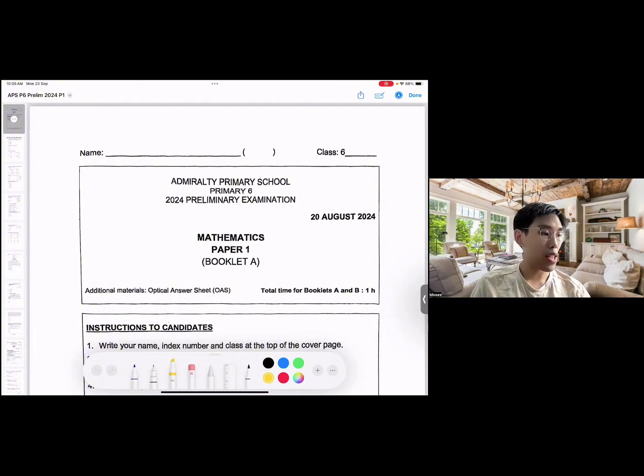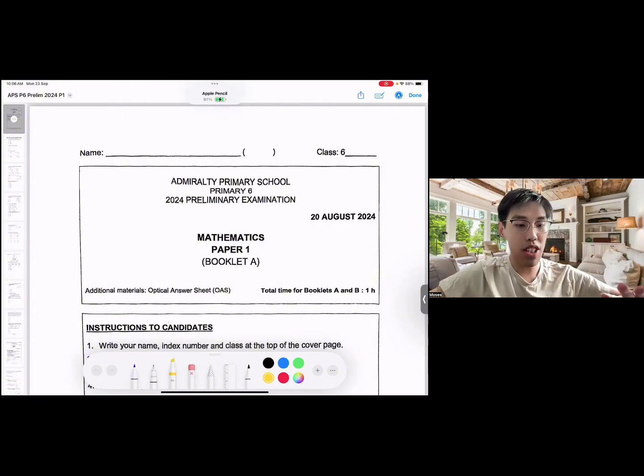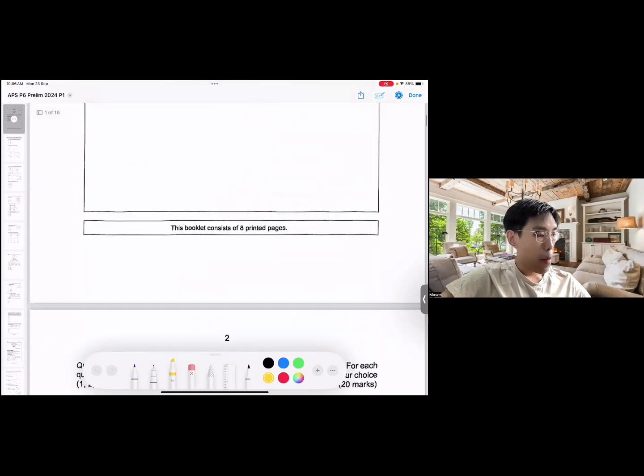So let's go. All right, Admiralty Primary School P6. This is this year's prelim exam. I say again, this is this year's prelim exam. So it's one of the latest papers that I can get already. So the questions, I can say, are the most relevant and the most challenging already. All right, let's go.